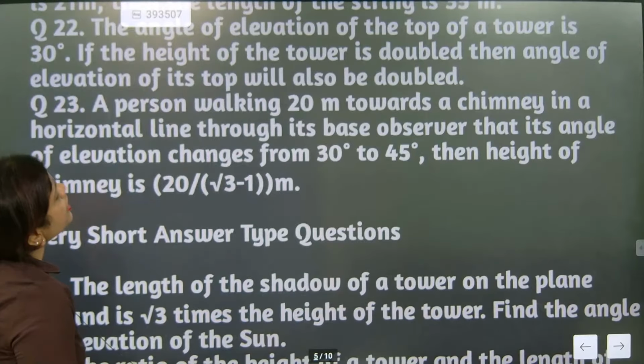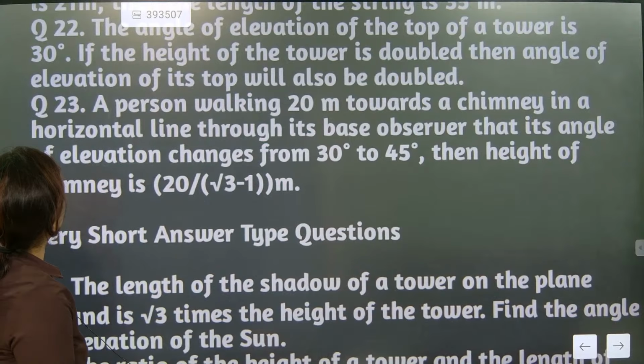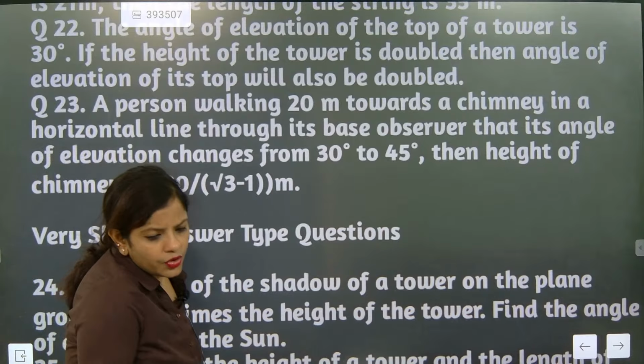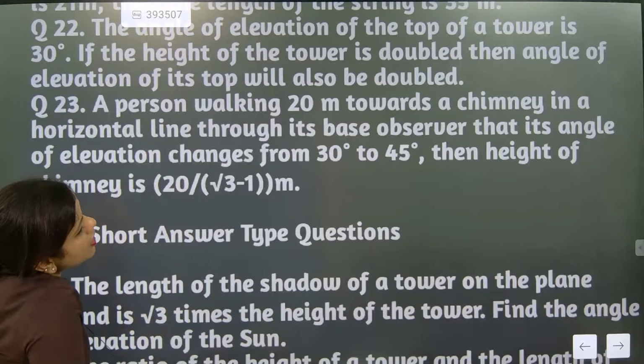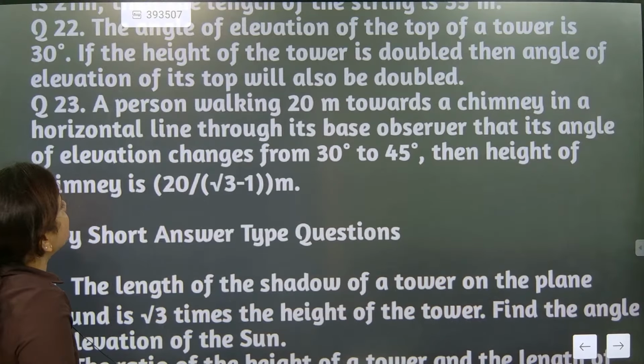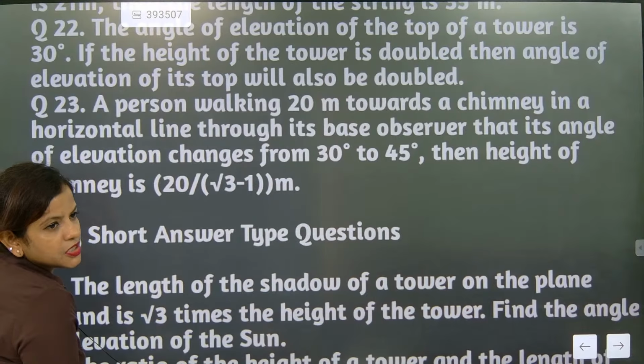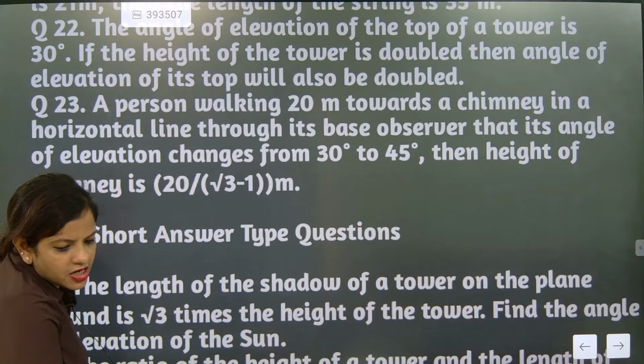A person walking 20 meters towards a chimney in a horizontal line through its base observes that its angle of elevation changes from 30 to 45 degrees. Then the height of the chimney is this much. So, can you tell me what is the correct answer? Come on, go for it.